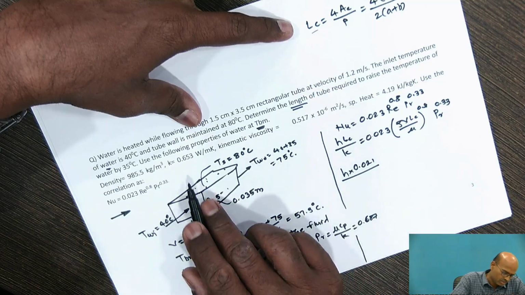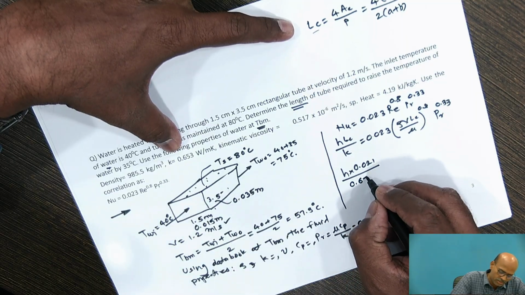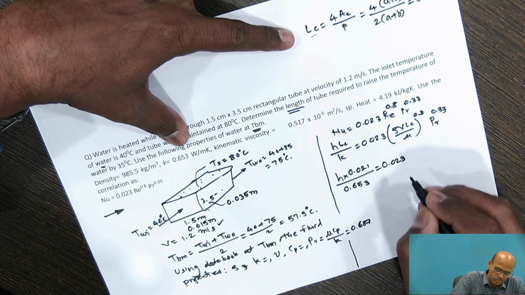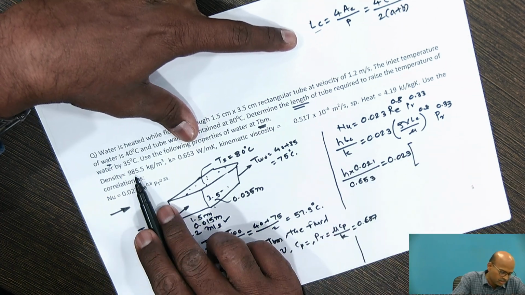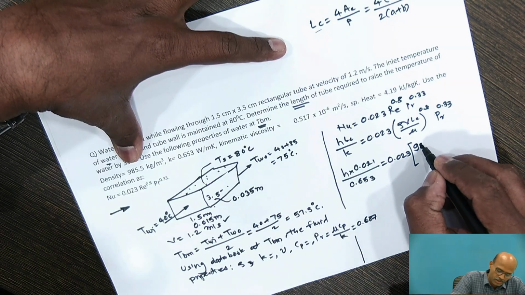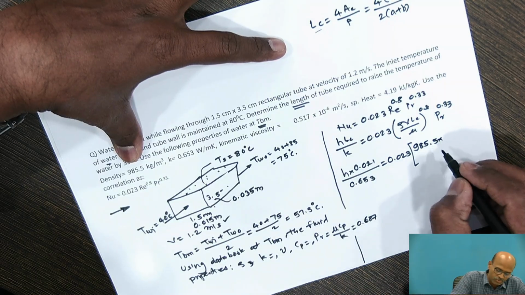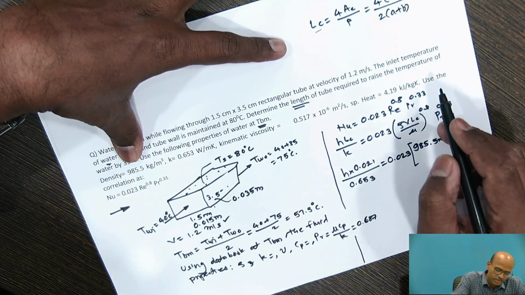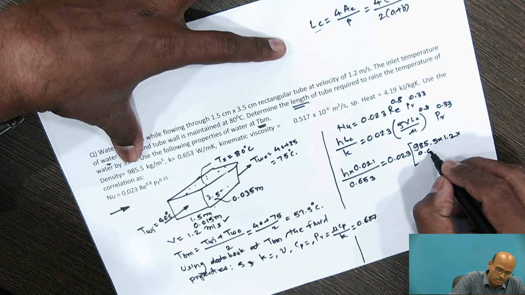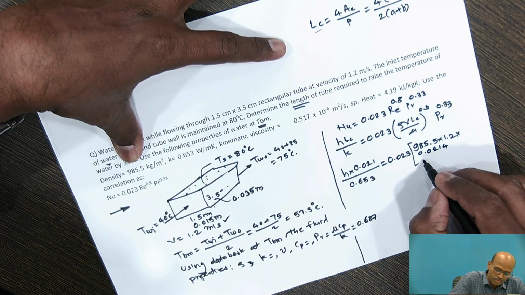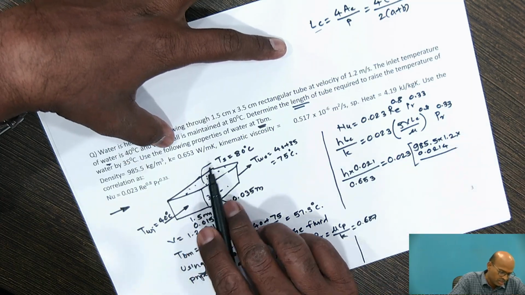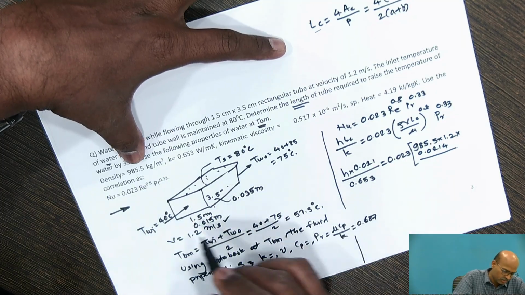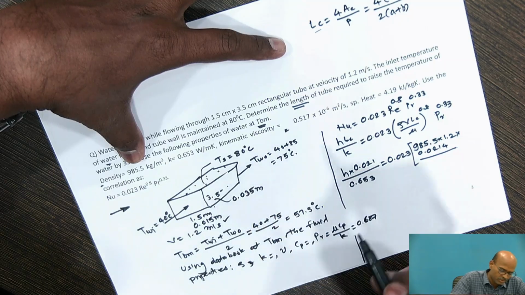Okay. Now thermal conductivity is 0.653 is equal to, this is 0.023 in the bracket, density value is 985.5 into velocity is 1.2 meter per second is given, multiply by characteristic length is 0.0214 divided by mu. See, as density is given, rho is given, nu is given.